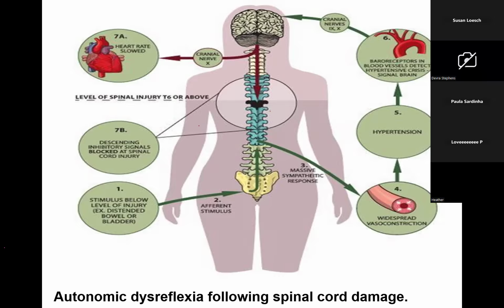And then the inhibitory signals try to go down from the sympathetic nervous system, but they're blocked there because of the damage. So now we have to give medication or do something else. First, remove the stimulus, and then if that doesn't work, we may have to give medication here to decrease the blood pressure.